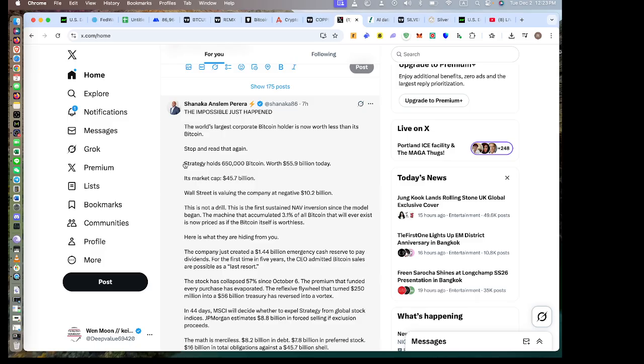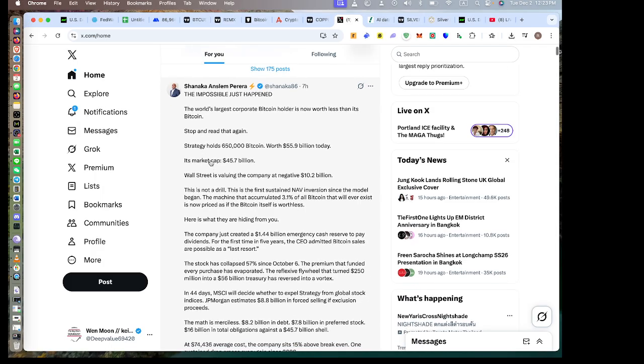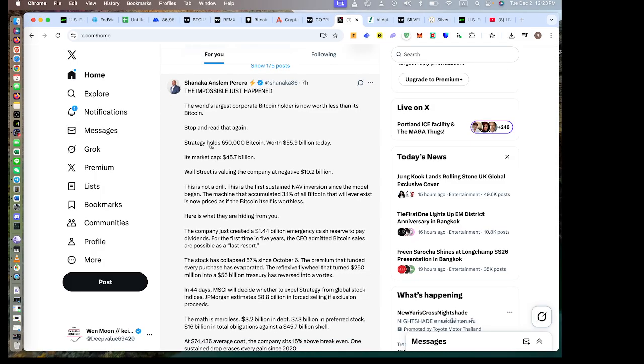Everything is there. No, the market is always right. And the market says that Bitcoin is in a cycle. That's what it's saying. And the market is selling MicroStrategy off. So MicroStrategy holds 650,000 Bitcoin worth 55 billion, but its market cap is 45 billion. What does that mean? That means the market is expecting Bitcoin to fall. And if the market expects Bitcoin to fall, it tells me we are in a cycle.